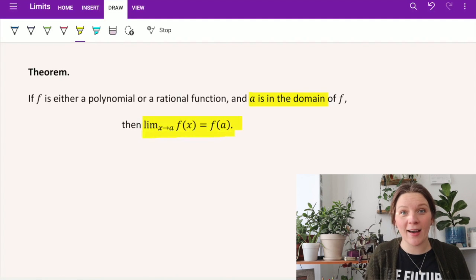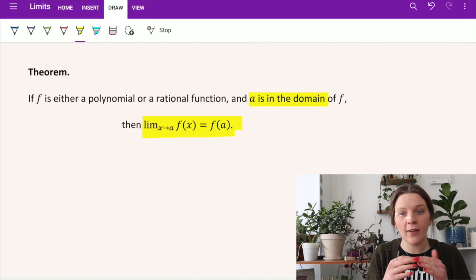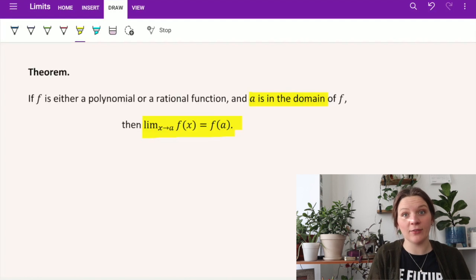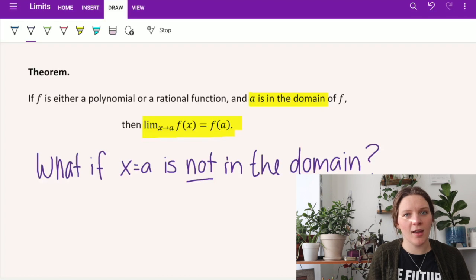So that means if we have an example like the one we just looked at, we don't actually need to talk about approaching that value. We can just plug it right in. Naturally, a question comes up. What if a is not in the domain of our function? What do we do then? Let's look at an example.